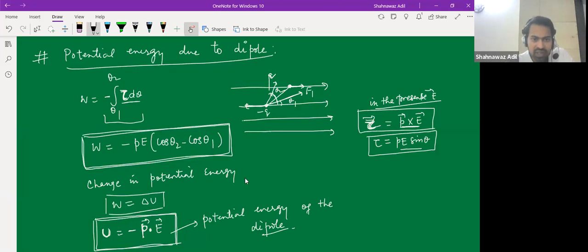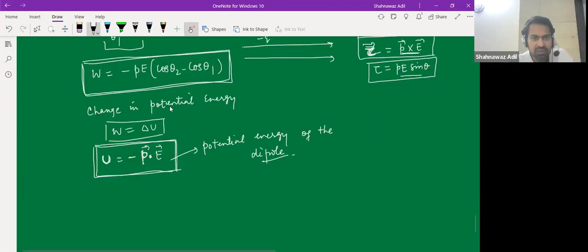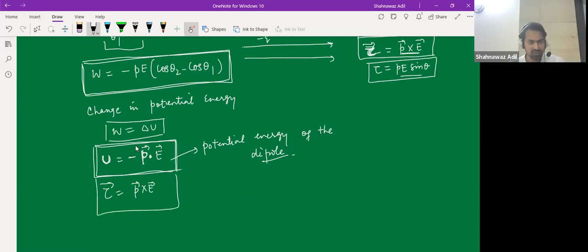The work done is the change in potential energy. We remember that the potential energy would be minus P dot E. So torque is P cross E, and potential energy is P dot E. This is why the cross product and dot product are important. From vector classes, we already learned about the dot and cross product, and this is how we use them.